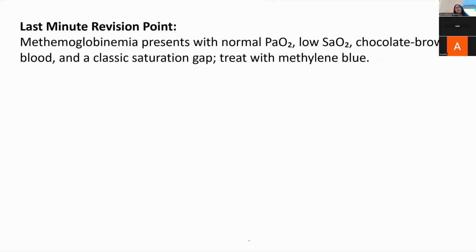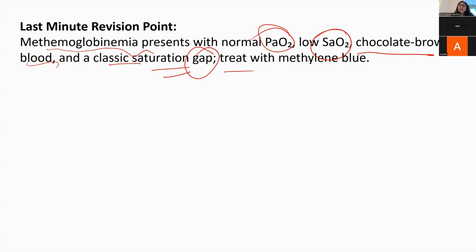So, what is your learning point? Methemoglobinemia presents with normal PO2, low saturation, chocolate brown color of the blood, and a classic saturation gap. Treat with methylene blue. The perfect antidote for methemoglobin is methylene blue.